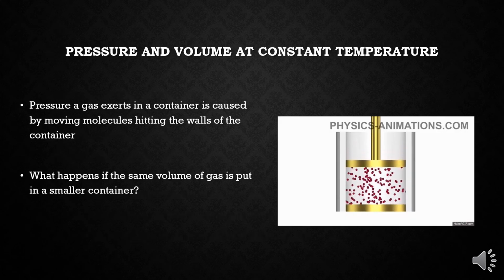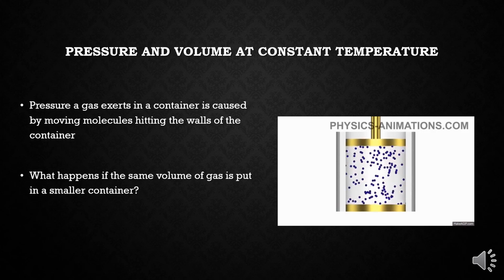Pressure and volume. The pressure a gas exerts in a container is caused by molecules moving and hitting the walls of the container. So over on the side here, you see that as that piston goes back up, they're hitting the walls a lot less. But as it compresses back down, you see a lot more molecules hitting the wall. So the pressure is going up. This is what happens. Same amount of gas in a smaller container, more times they're hitting the wall, more pressure.